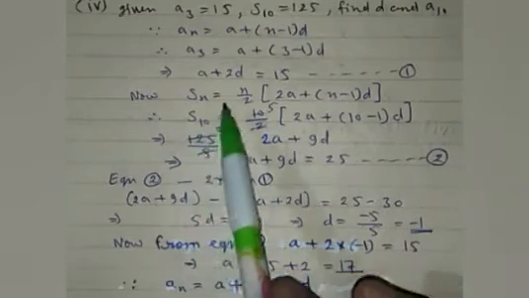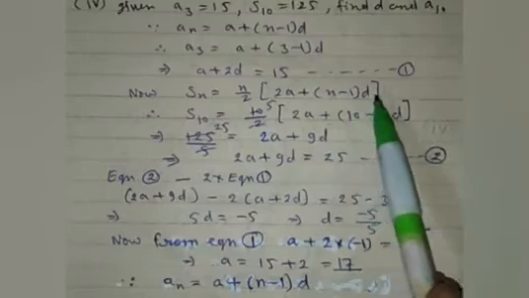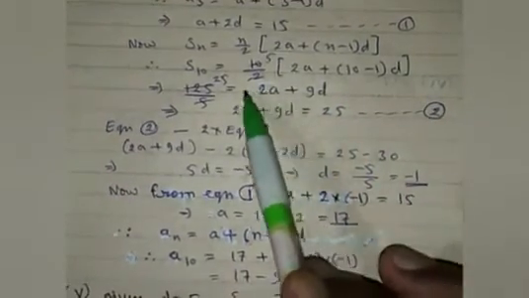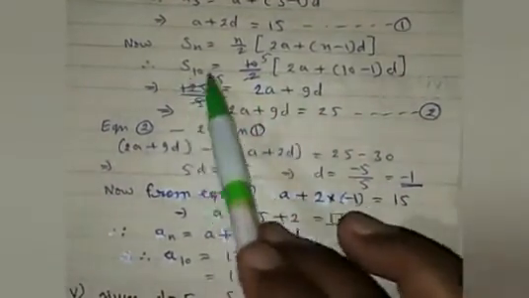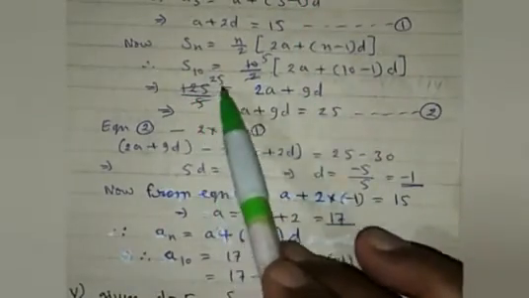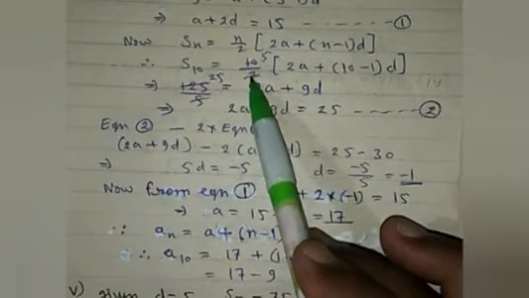Now using the formula for Sn equal to n by 2 into 2a plus n minus 1 into d. Here S10 is equal to 10 by 2 into 2a plus 10 minus 1 into d. That is here S10 is 125. So here 125 and here it is 5. 10 divided by 2 will give 5.